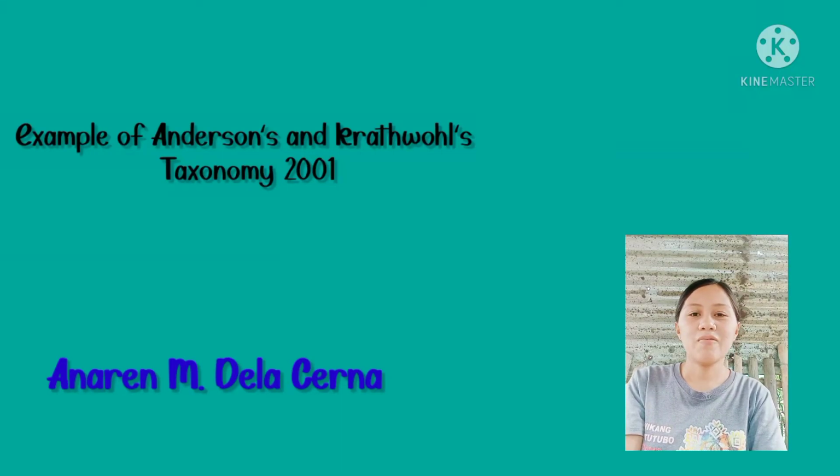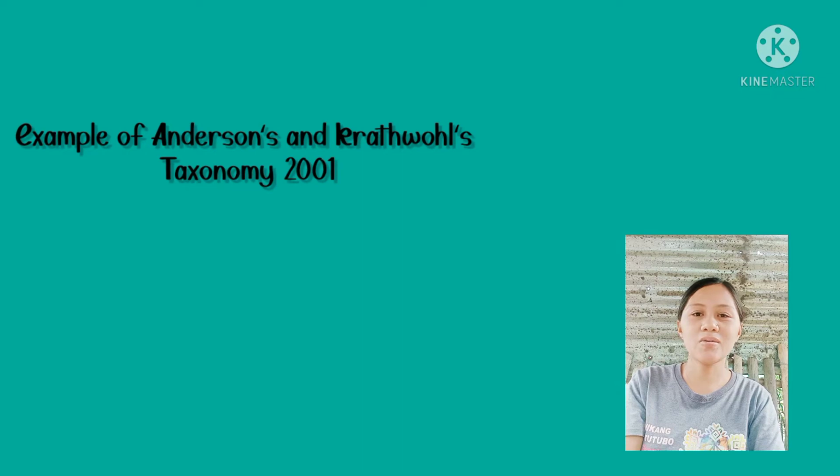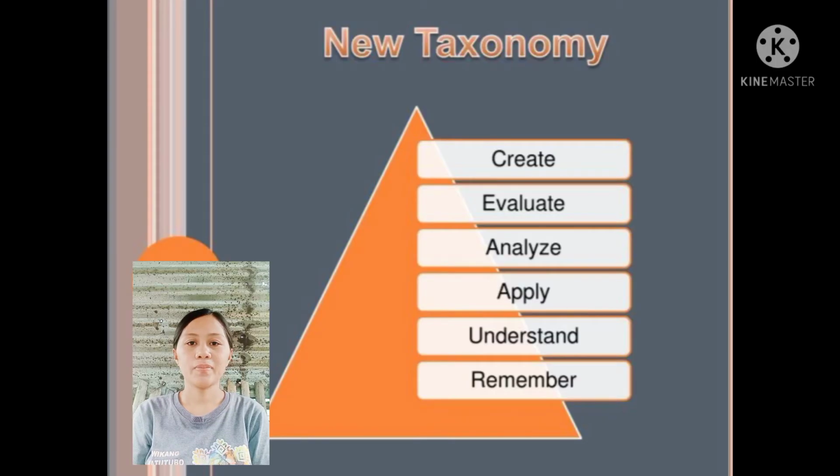Good day everyone. Here is part 2 of my video about the example of Anderson's and Krathwohl's Taxonomy 2001. Here are the categories of the new Taxonomy 2001, from the lowest level to the highest level. First level is remember, second is understand, third is apply, fourth is analyze, fifth is evaluate, and the highest level is create.